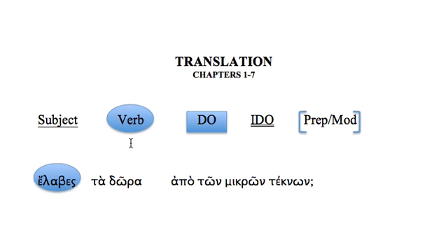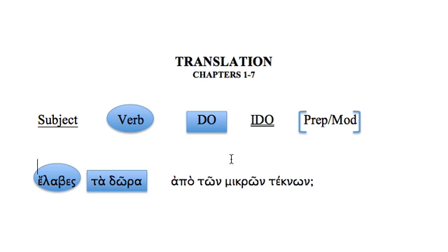And then we'll move to identify our direct object. Now when we were looking at ta dora, we noticed that it could have been either the accusative or the nominative. We eliminated the nominative as an option because it did not agree in person and number with our verb elabes. So it's going to be our accusative. If you will recall, the accusative is most likely the direct object, and in this case it is. So let's go ahead and put a square around ta dora.